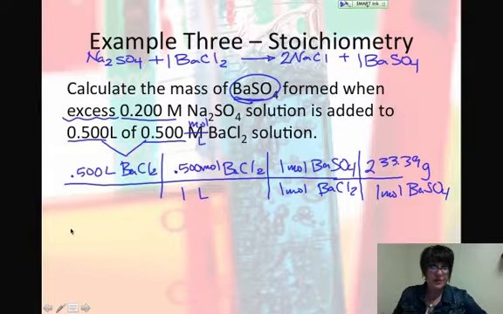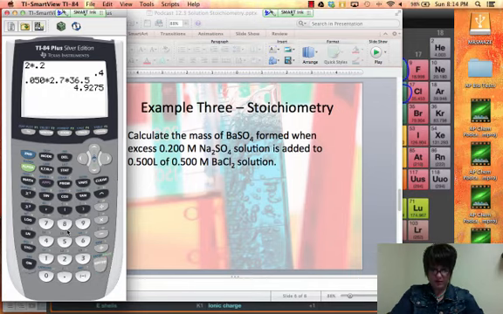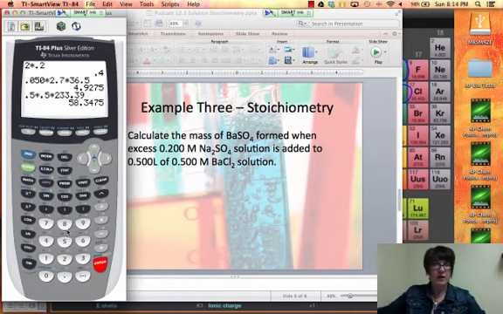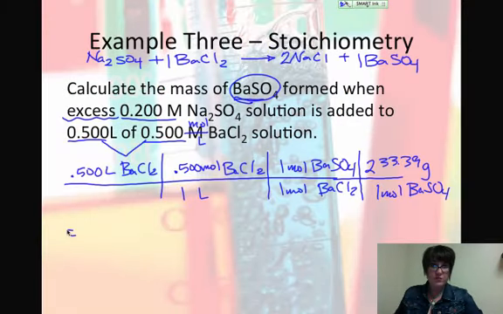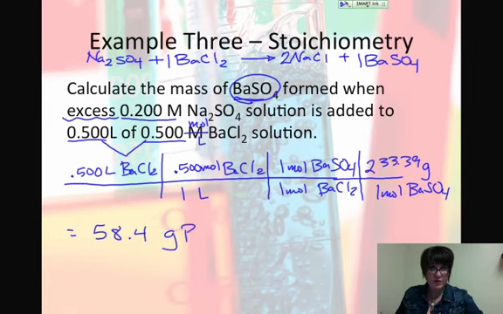So it's calculator time. So we had 0.5 liters times 0.5 molar times the molar mass of 233.39 grams per mole, and then divide by the bottom, which is all just 1, and we got 58.35. How many sig figs? Let's see, 3 sig figs. So we'll call that 58.4 grams of barium sulfate will be formed in this reaction.